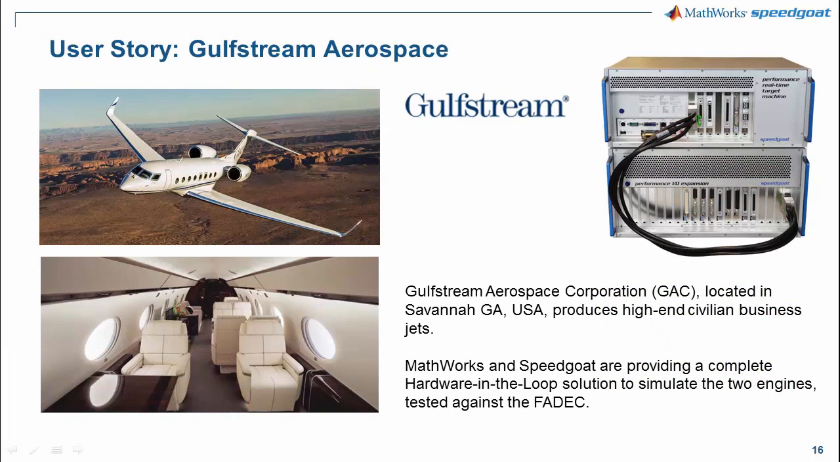I'd like to introduce a concrete example of how the Performance system is used for the build-up of a hardware-in-the-loop test facility. Gulfstream Aerospace produces high-end civilian business jets and uses two Performance machines for jet engine simulation. The Simulink engine models run on the real-time target machines and interface through multiple simulation and measurement I/O points to the aircraft full authority digital engine controller.